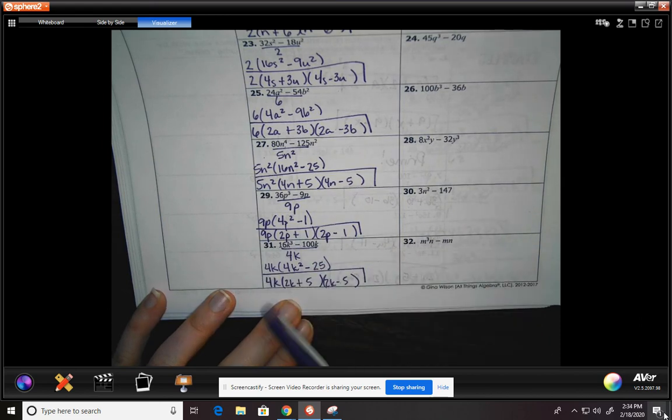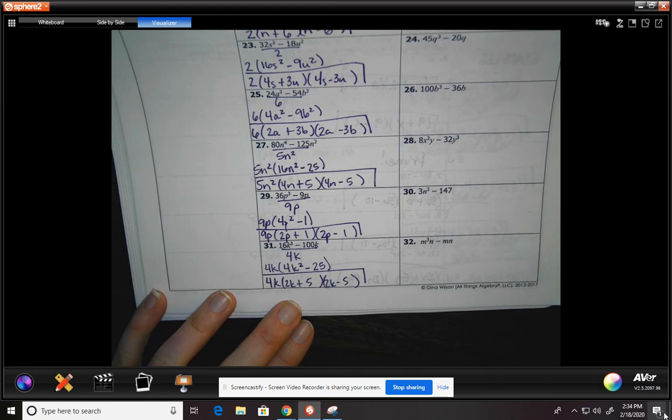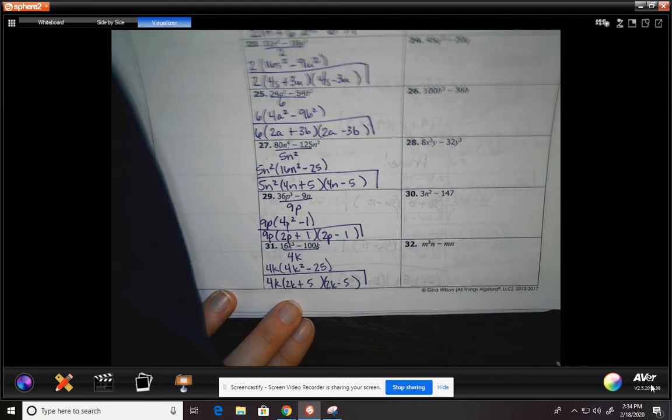Now, if you were to double distribute these and then multiply by that GCF, you would get back to your original answer. You're finishing the problems, and if you have any questions, stop and ask.